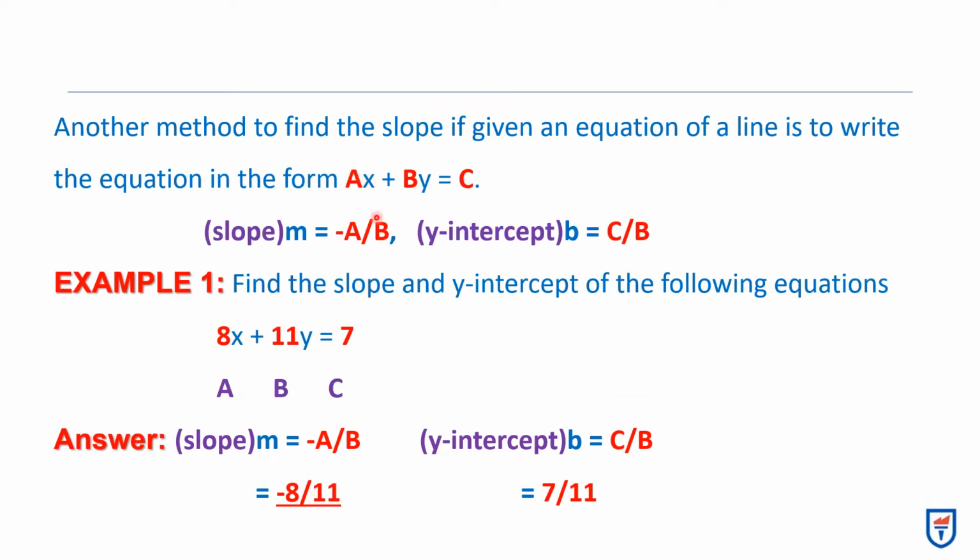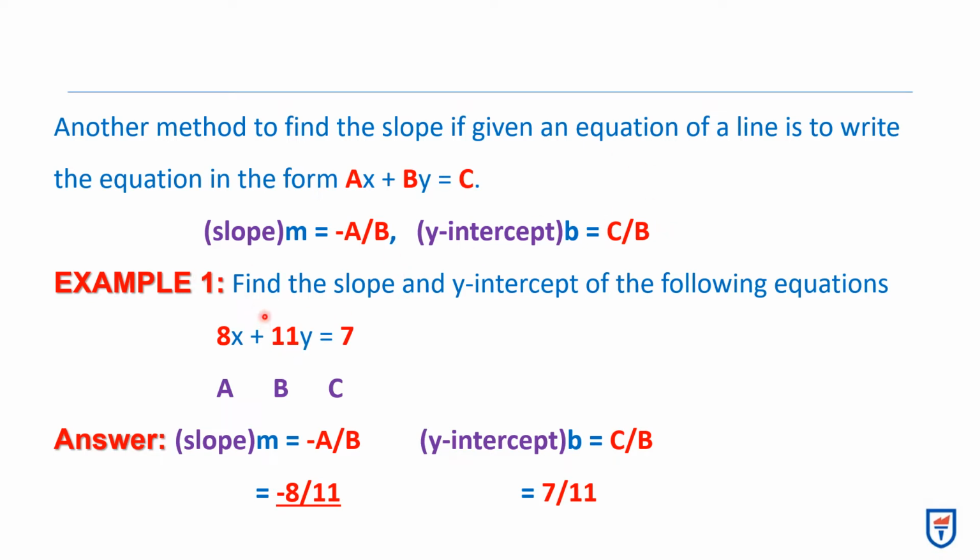Another method of finding the slope and the y-intercept given any linear equation is by writing the equation in the form ax plus by is equal to c. When you rewrite the linear equation into this form, we can find the slope using the formula: slope is equal to minus a, which is attached to an x, divided by b, which is attached to a y. And our y-intercept is equal to c divided by b. Once we write our equation in this form, we can calculate the slope and the y-intercept.